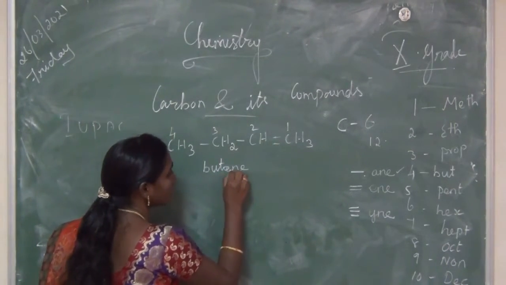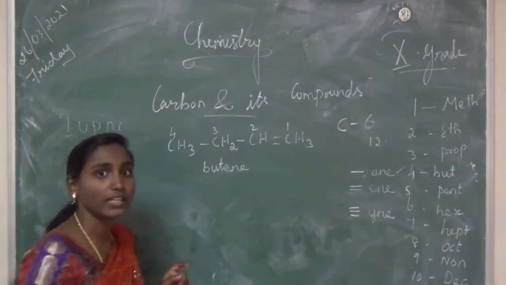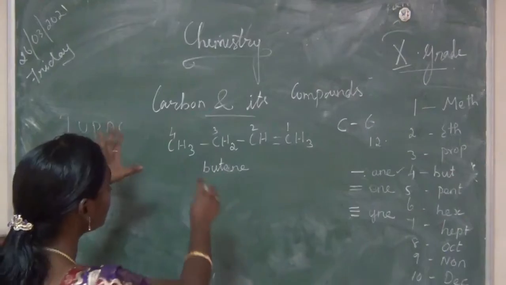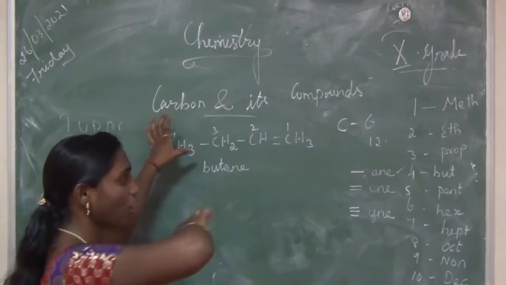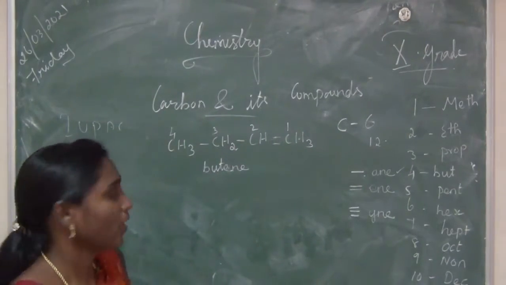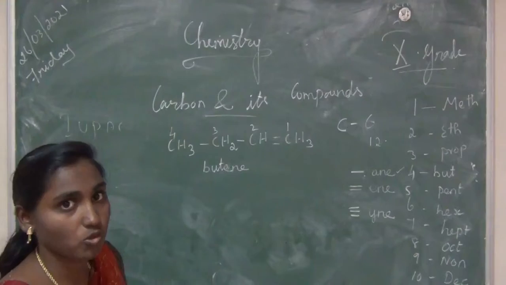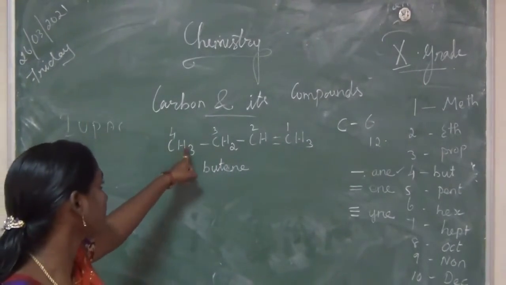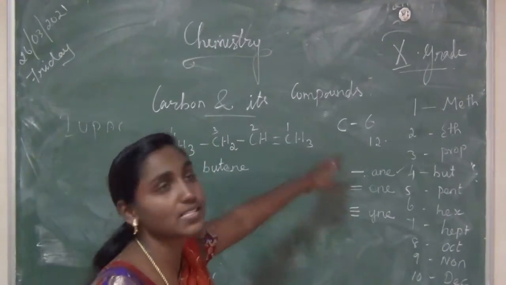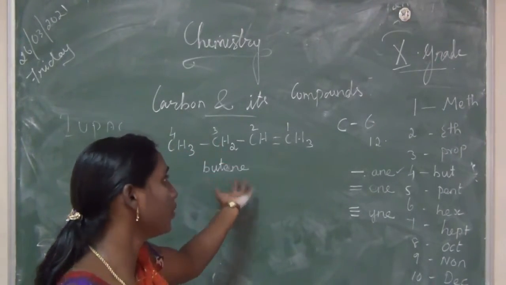So can you read this name? Butene. Okay, this name is butene. They will ask this kind of compound. They will give it in a question and ask you to give the IUPAC name. Find out the IUPAC name for this compound, like that they will ask. Find out the IUPAC name for CH3, CH2, CH double bond, CH3. You can find it out, right? So now this name is butene.